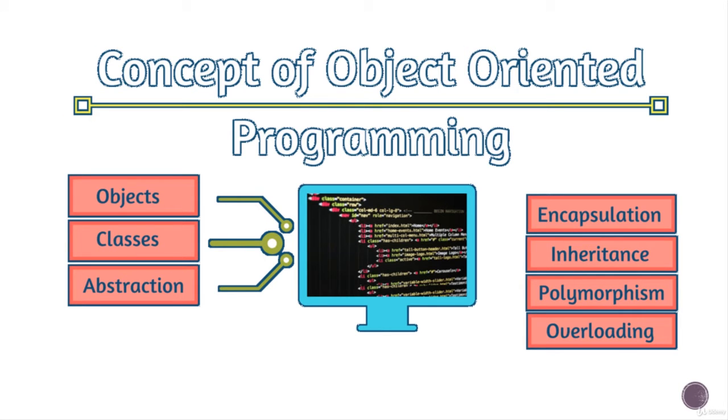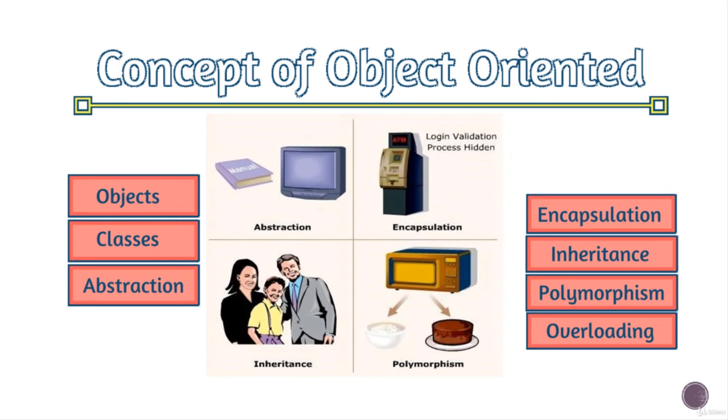Here are some of the key concepts of object oriented programming, where you will learn about objects, classes, abstraction, encapsulation, inheritance, polymorphism, and method overloading. Where you will see that abstraction is the first main concept of object oriented programming here, where you can see a real life example of a book. If a book is closed, you cannot read any of the data or any of the information from the book. This is called abstraction, where you can hide the information or hide the data from the user.